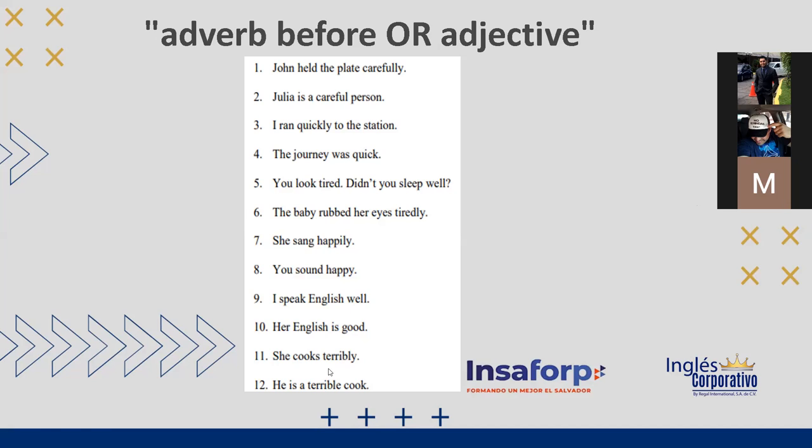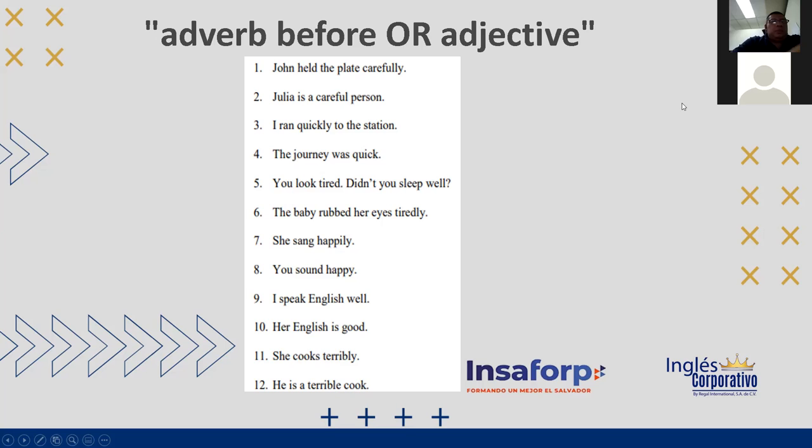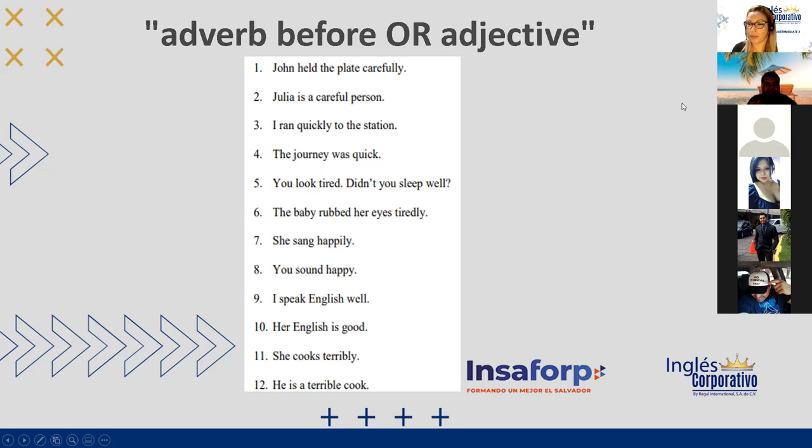Good job. Okay. Otro ejemplo donde pueden ver la diferencia es en el 11. She cooks. Para modificar un verbo, vamos a usar un adverb. She cooks terribly. Y aquí en la 12, estamos modificando el noun cook. Aquí es como un noun. Él es un cocinero terrible. Got it. Yes, remember that the word cook tiene ambas funciones. Como acción es la acción de cocinar y como nombre es la profesión, cocinero. O chef.